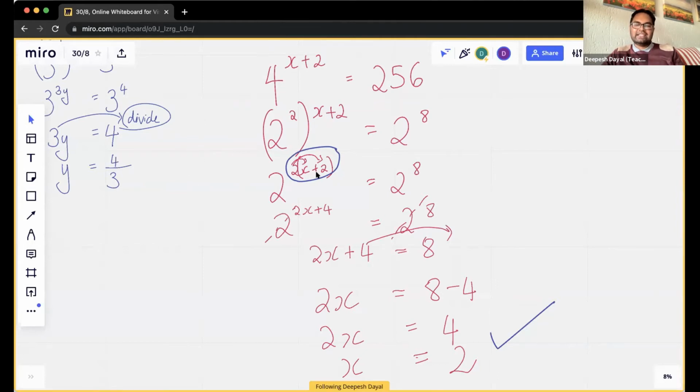So x equals 2. Those that didn't get x equals 2, have you found your mistake?